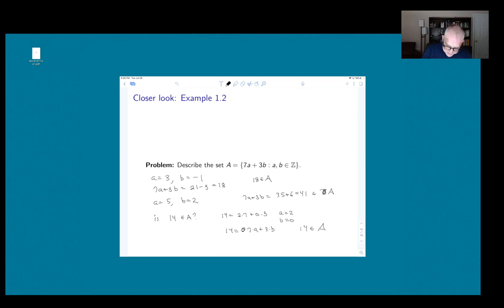What about 11? Well, can we think about what 11 might be?